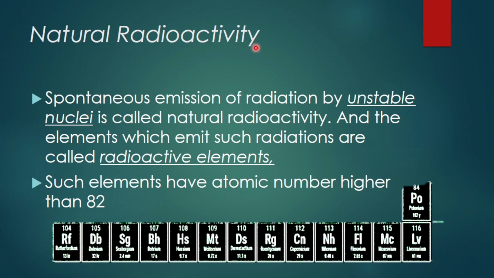Natural radioactivity. Natural radioactivity is the emission of radiation by unstable nuclei, and elements which emit such radiations are called radioactive elements. So what is actually an unstable nucleus? Unstable nuclei are the nuclei which have an atomic number higher than 82.